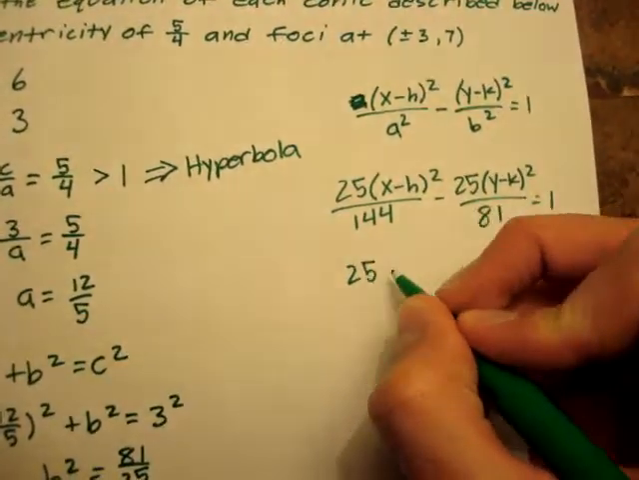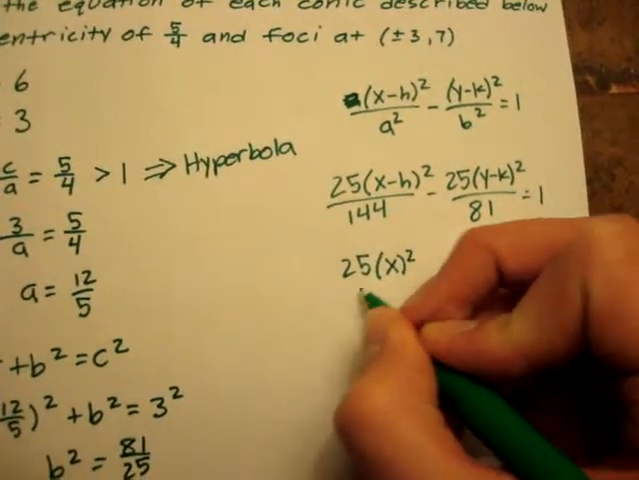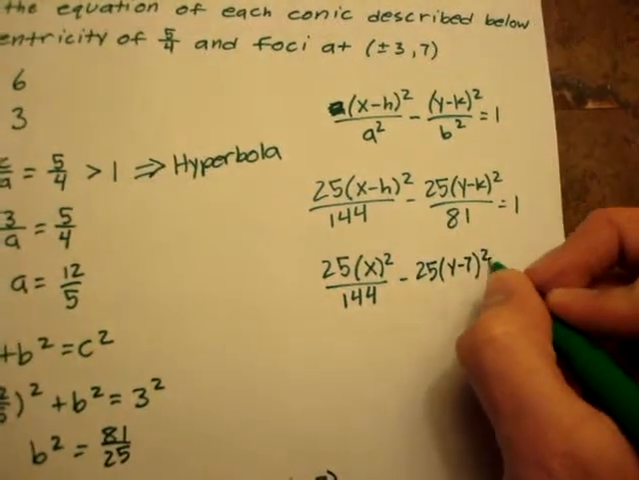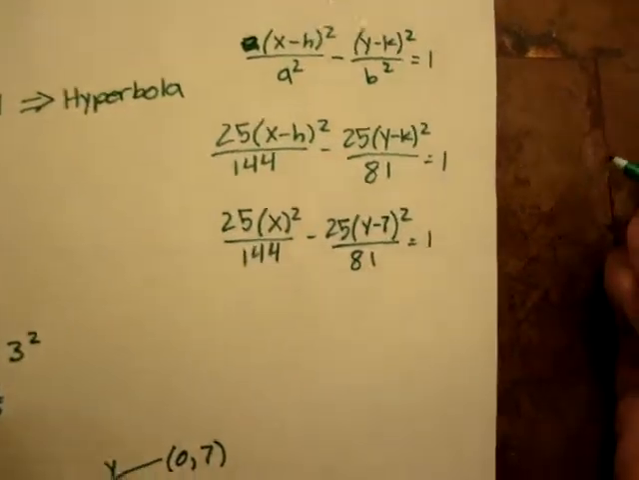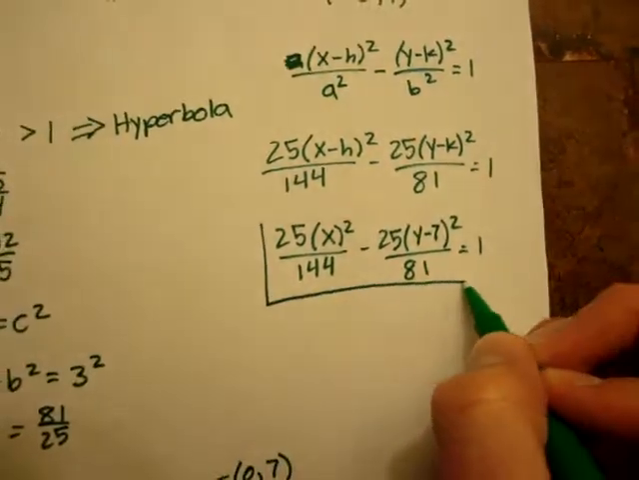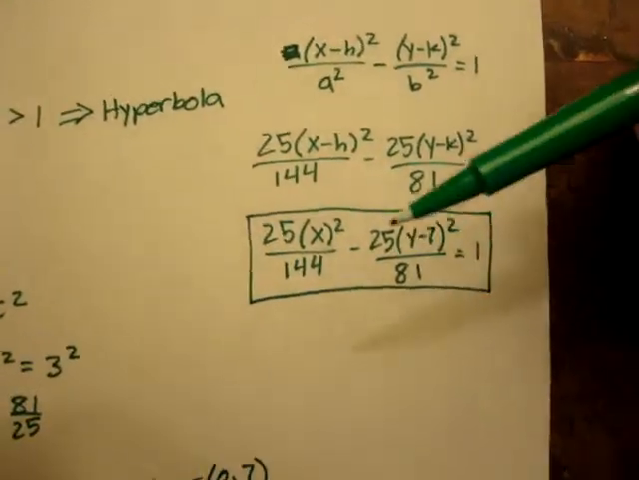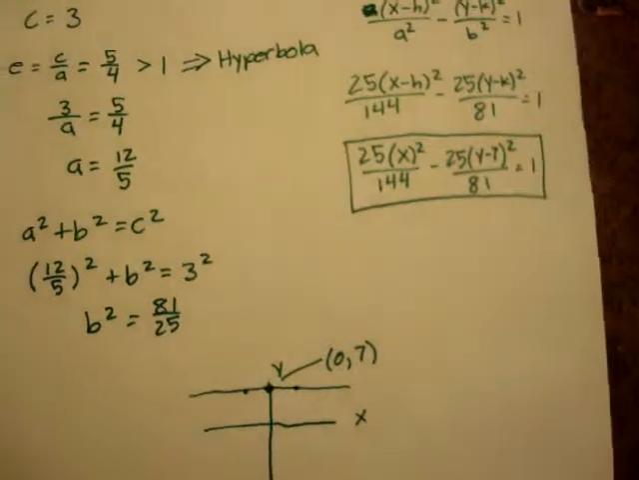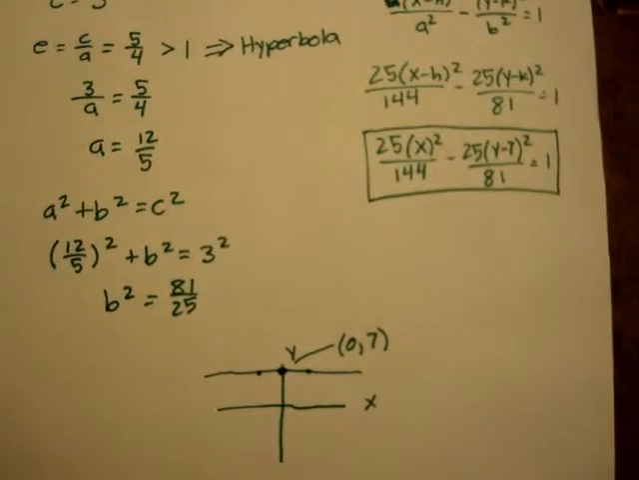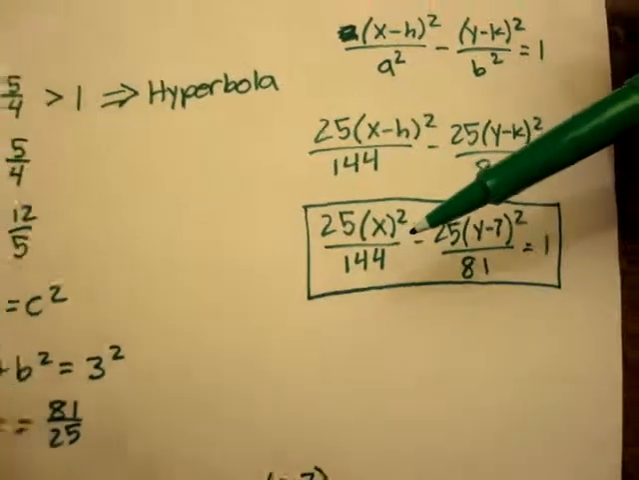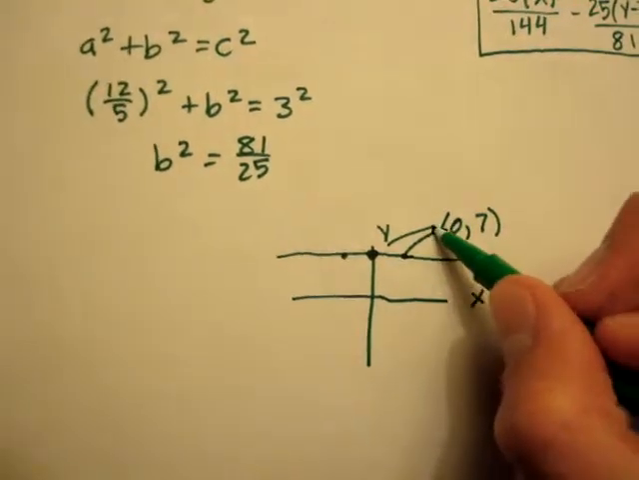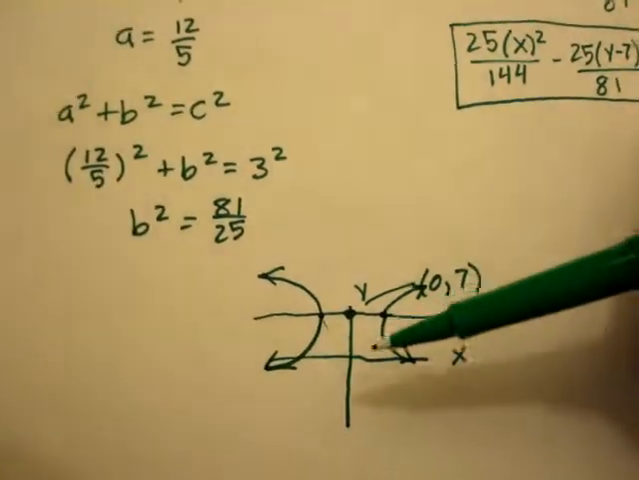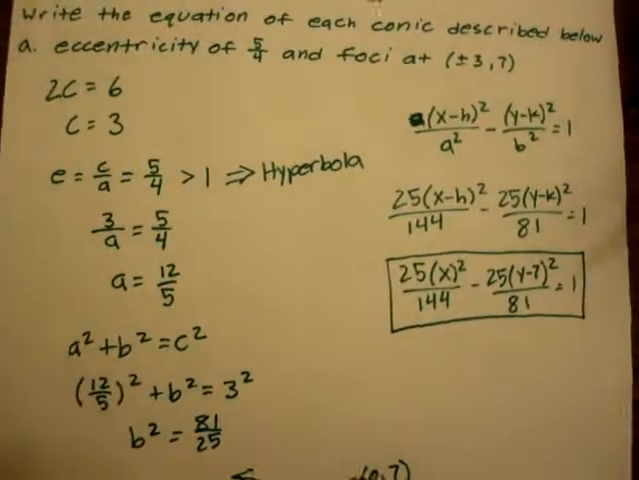So now we go back to our equation that we're writing, and this just stays x squared over 144 minus 25 times y minus 7 squared over 81 equals 1. And there we have our equation for this conic, which we can also check. We can check that the transverse axis is positive, which is in the x direction. So is our transverse axis positive, or in the x direction? Yes, it is. So that also lines up. So this is about what the graph should look like. But what we're really concerned with is the equation that we just wrote.